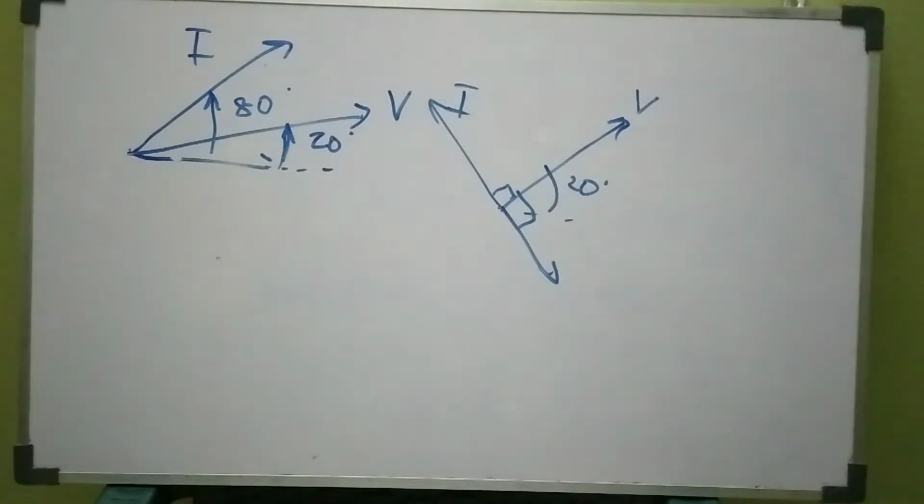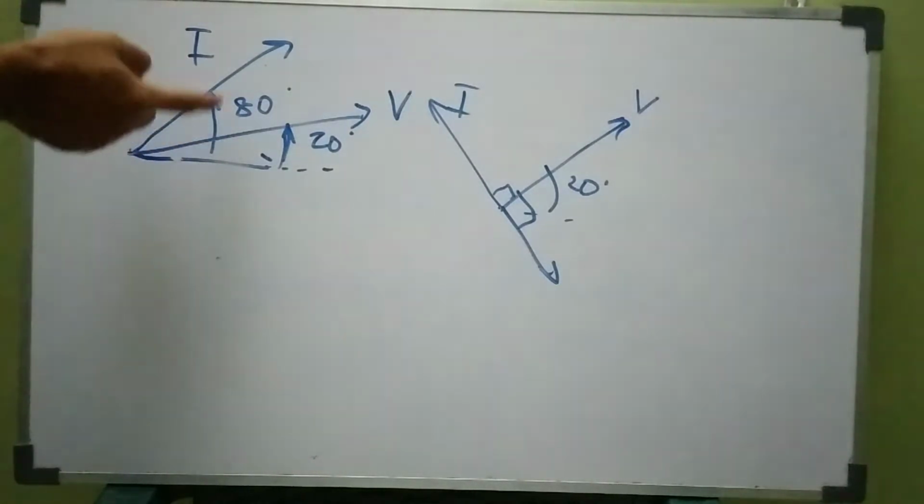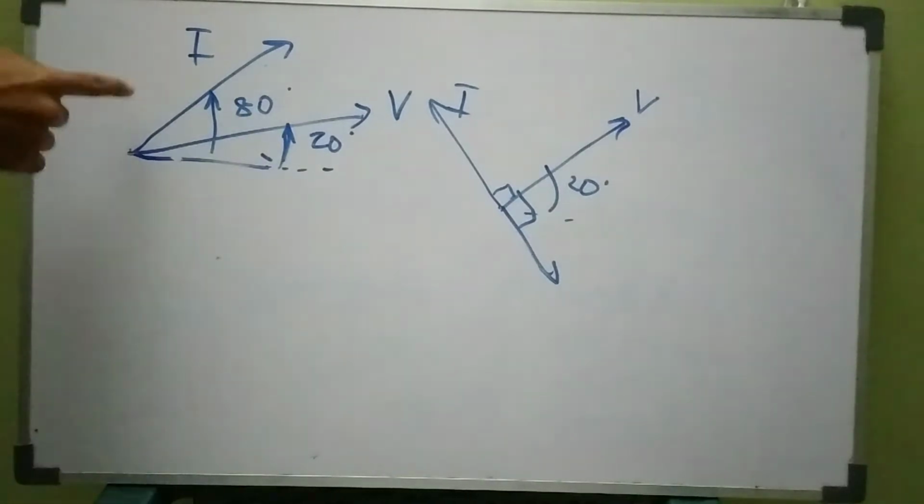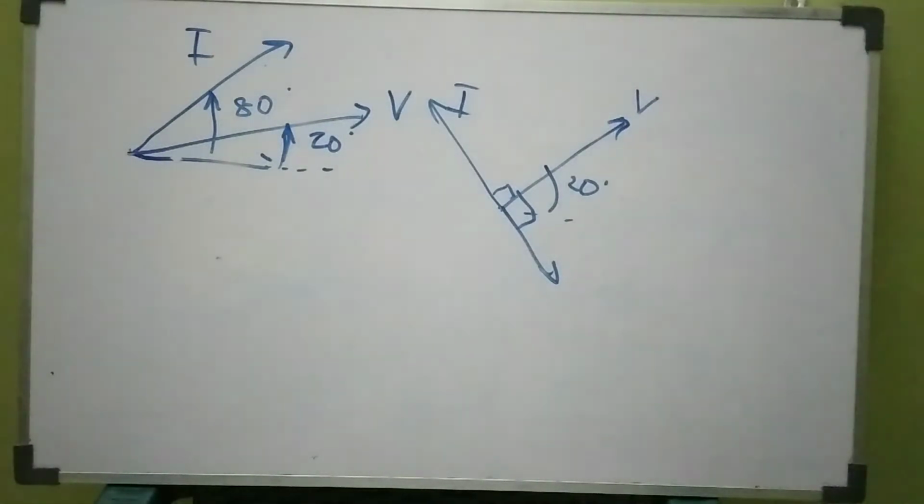So from this data we can directly tell, as the I is leading the voltage, this circuit is functioning as a capacitive circuit. As the circuit is capacitive, we can directly tell this circuit contains a resistor and a capacitor.